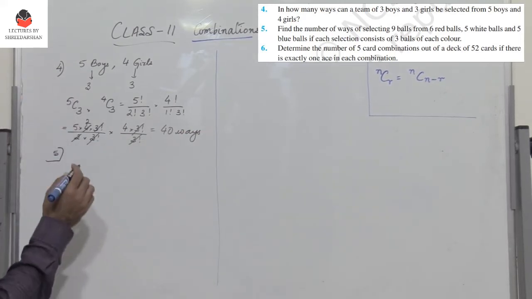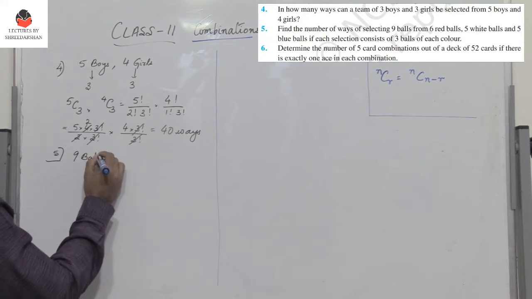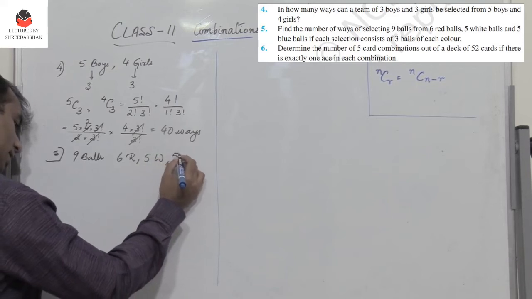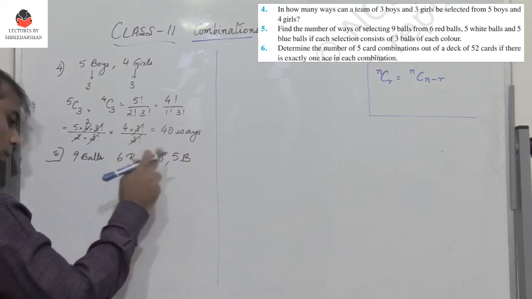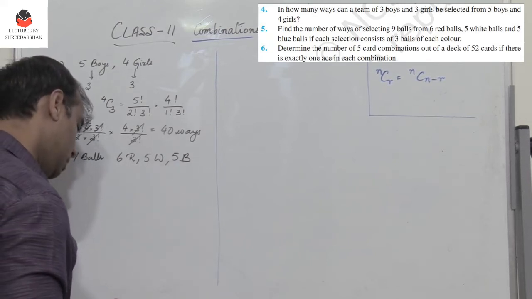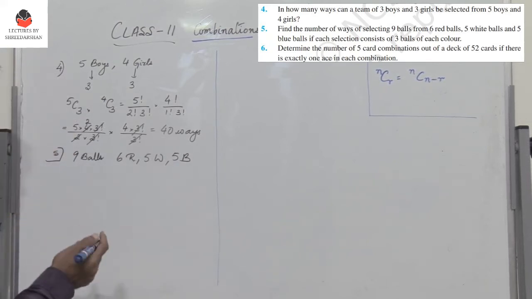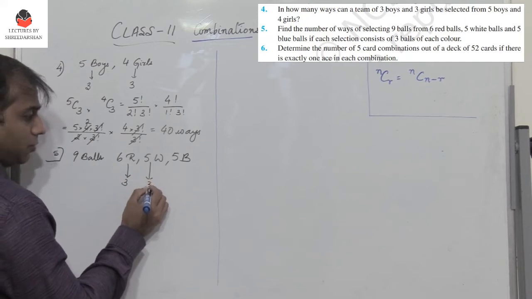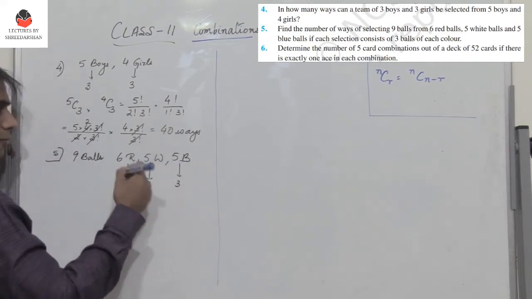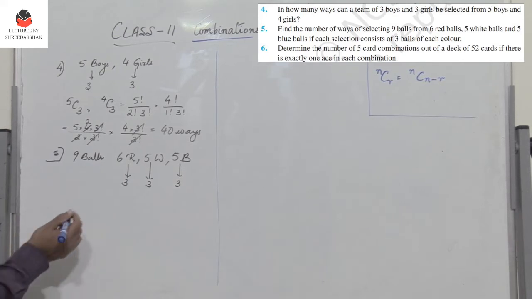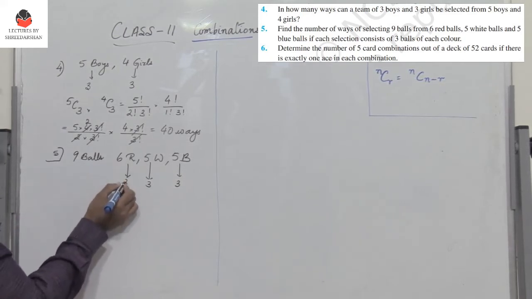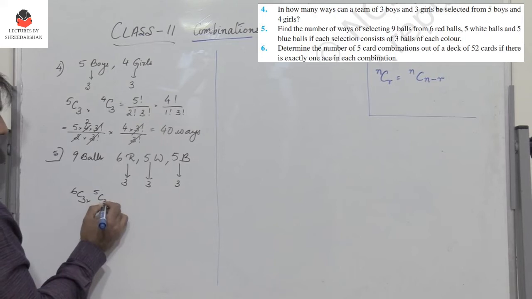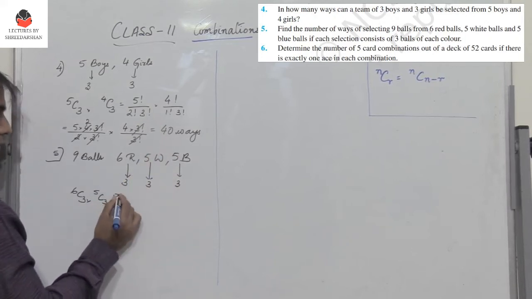Find the number of ways of selecting 9 balls from 6 red balls, 5 white balls and 5 blue balls, if each selection consists of 3 balls of each type. So I have to select 3 from 6 red, 3 from 5 white balls, and 3 from 5 blue balls. So again, it's a very simple answer. So you're selecting 3 from 6 red, so it is 6C3. Again, you're selecting 3 from 5, so it is 5C3. Again, 3 from 5, so it is 5C3.